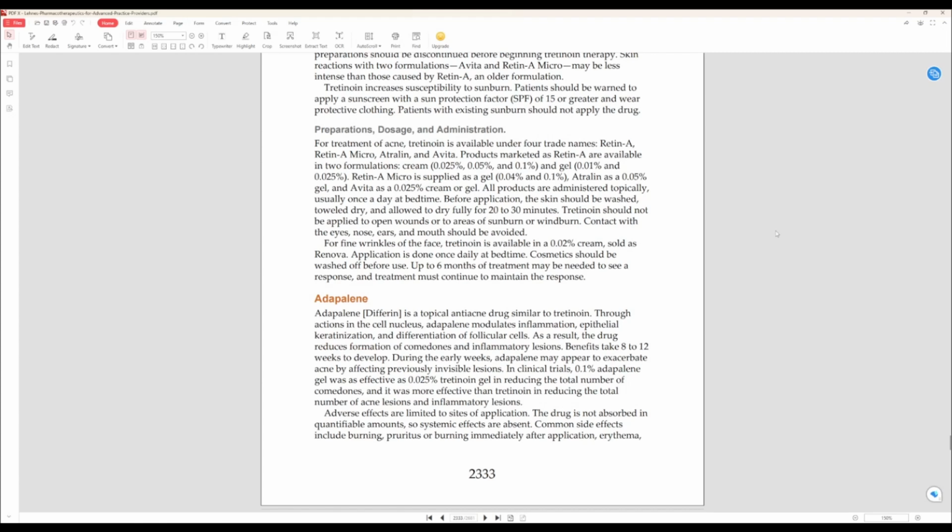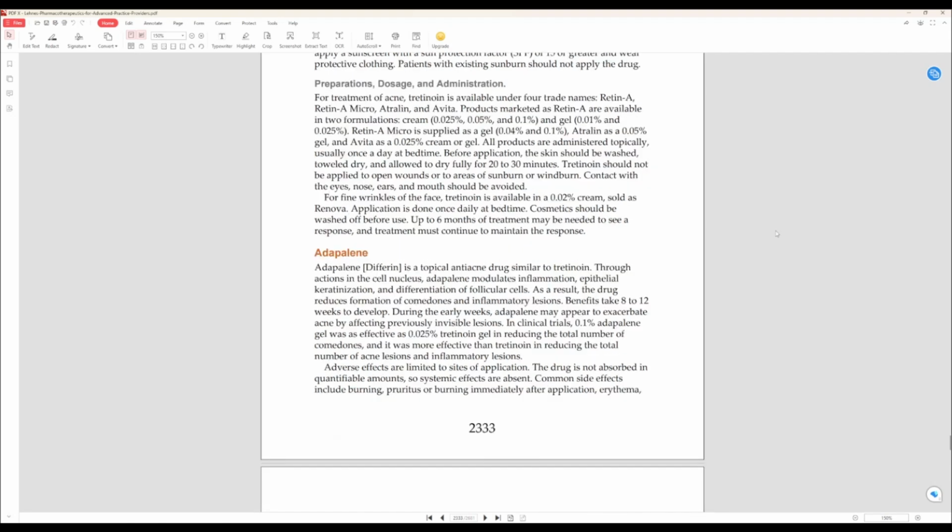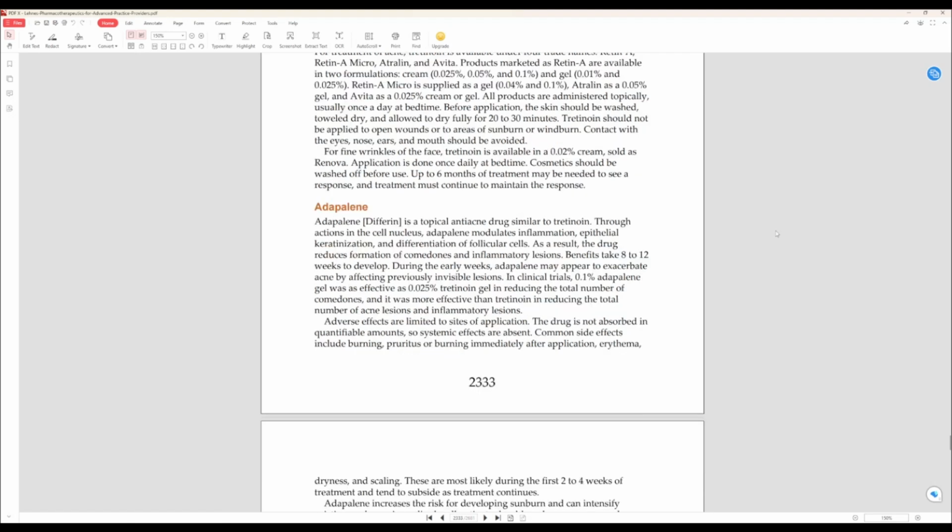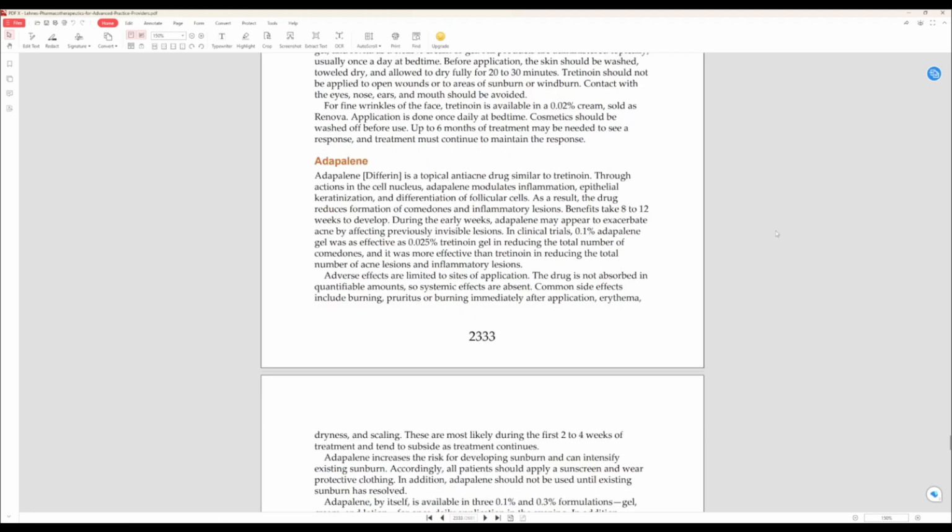Adapalene, also known as Differin, is another topical anti-acne drug, which is very similar to tretinoin. Through actions in the cell nucleus, adapalene modulates inflammation, epithelial keratinization, and differentiation of follicular cells. So as a result, the drug reduces formation of comedones and inflammatory lesions. Benefits, again, may take between 8 to 12 weeks to develop. During the early weeks, adapalene may appear to exacerbate acne by affecting previously invisible lesions.